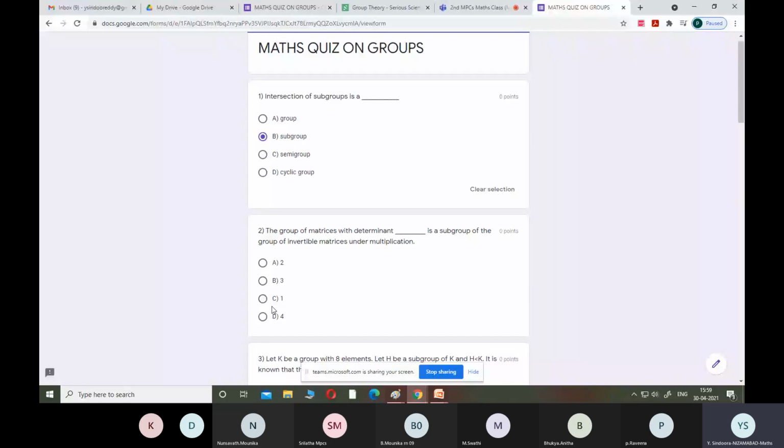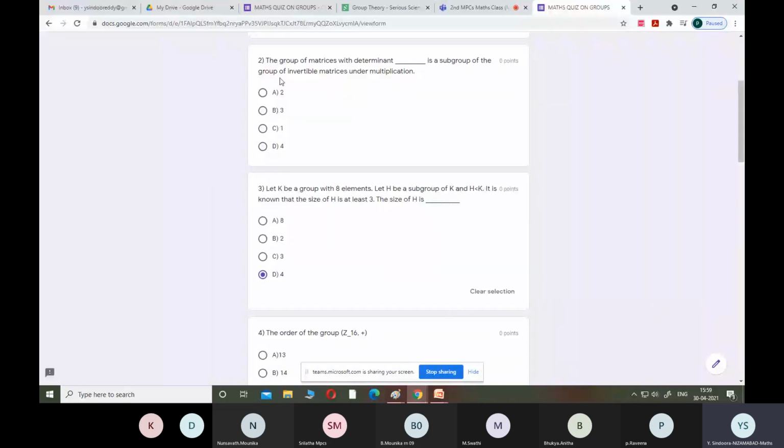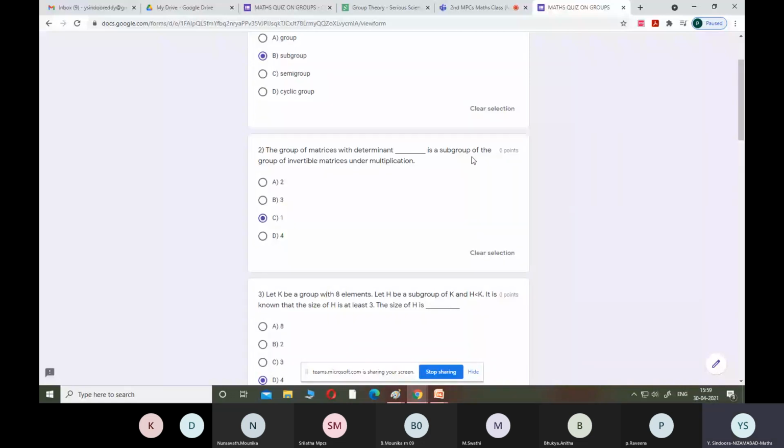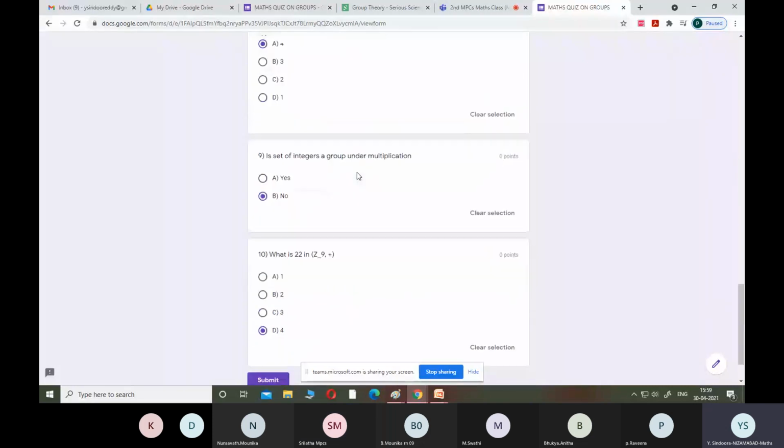And we didn't answer this one. The determinant should be 1. Always remember, the determinant should be 1, only then it will become a subgroup of the group of invertible matrices under multiplication. Only when the determinant is equal to 1 does the invertible matrix exist. Right, are we clear?